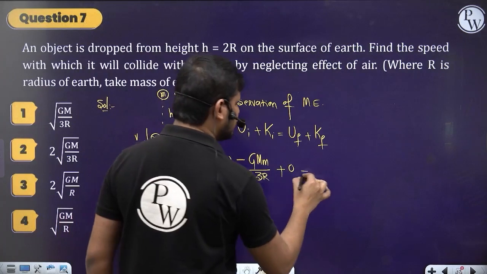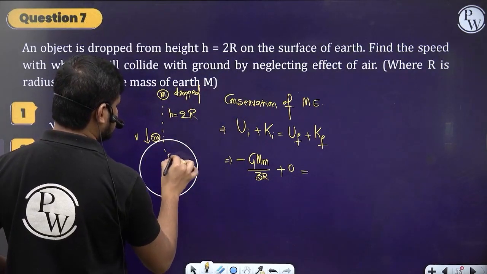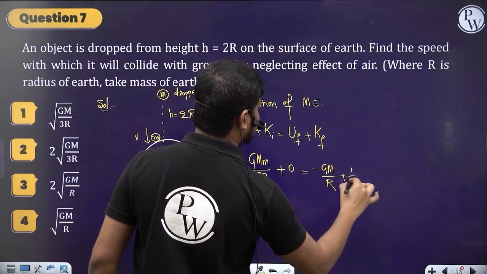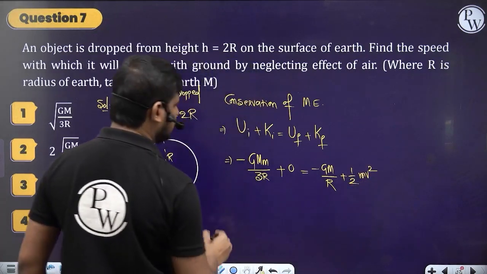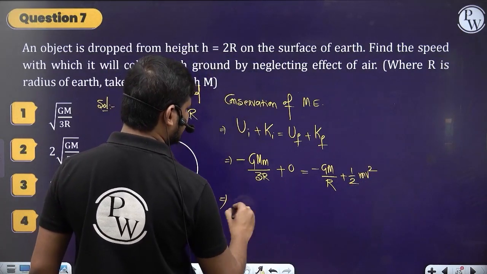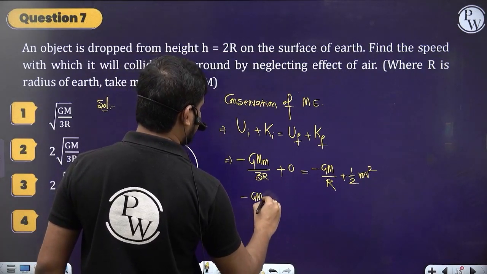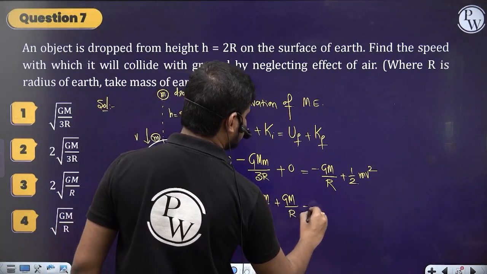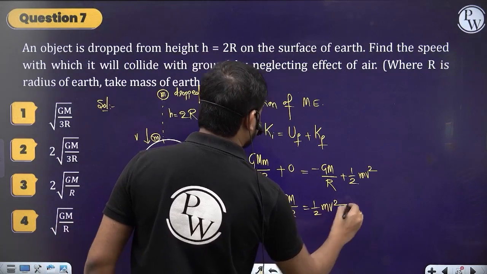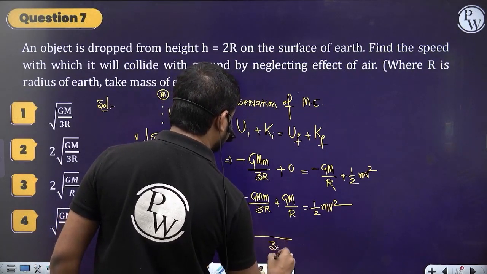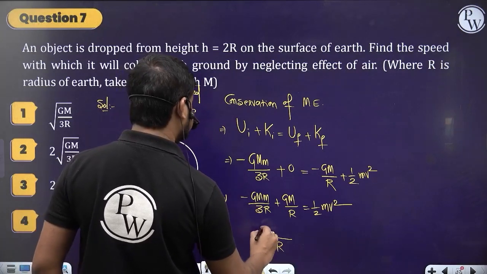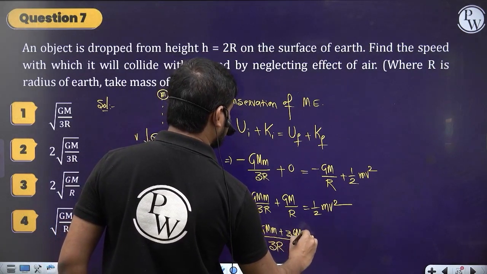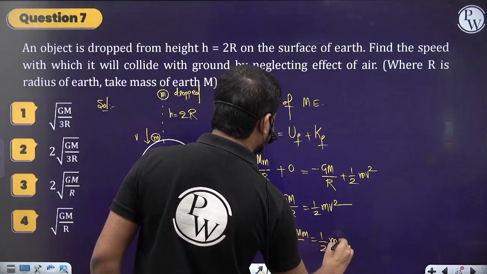Done. So final potential energy, when it comes to the surface of the earth, is minus GMm by r, right? The final kinetic energy is half mv square. Now do the calculations. Bring this to this side. So we get minus GMm by 3r plus GMm by r equals half mv square. From here, 3r is the LCM. So this gives minus GMm and then 3GMm, which equals half mv square, right?